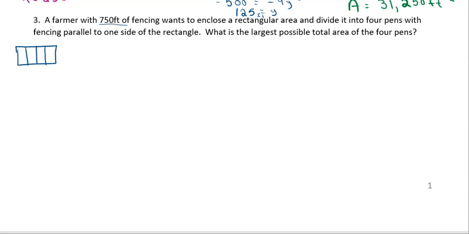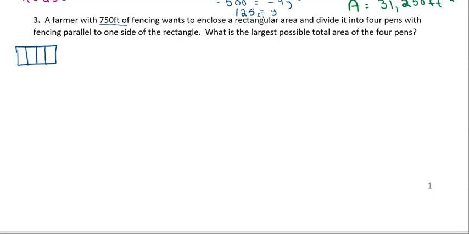What is the largest possible total area of the 4 pens? So here we go. Now the tricky part with this one is you have that 750 feet of fencing, and that is not just the perimeter now. That's also these extra 3 pieces in the middle, because that's what's going to split it into the 4 pens. So now instead of just saying 2x plus 2y for your perimeter, we have the perimeter, but we also have these 3 extra pieces.